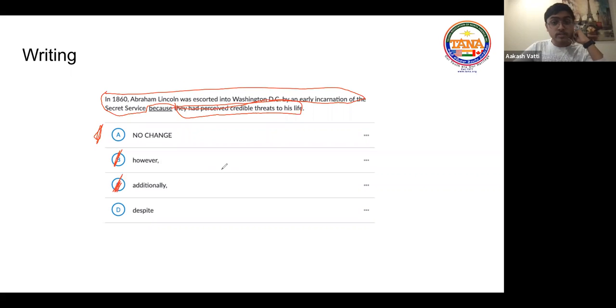And D, despite the credible threats to his life. So again, as I just said it, despite they had perceived credible threats to his life, that's like saying that even though they had credible threats to his life, he was escorted to Washington, D.C., which doesn't make sense. If the sentence was, when Abraham Lincoln came to Washington, D.C., he was not escorted by the Secret Service, despite the fact that they perceived credible threats to his life, then D would have been an answer. However, in this case, it is not. And A is the only answer.